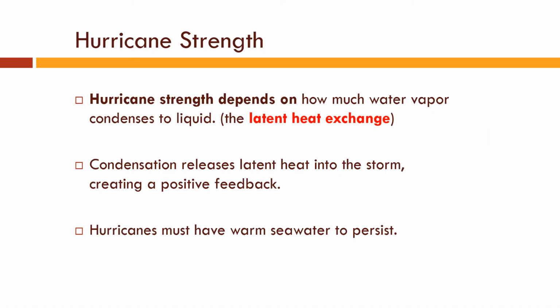Hurricane strength really depends on how much water vapor condenses to liquid. We call that the latent heat exchange. Notice that it is highlighted in red. This is how much of the water you are actually moving around. When latent heat is released into the storm, it creates a positive feedback. It just helps warm that air up more and more, and it provides more and more lift. More lifting leads to more cooling and more condensation, which releases more latent heat.